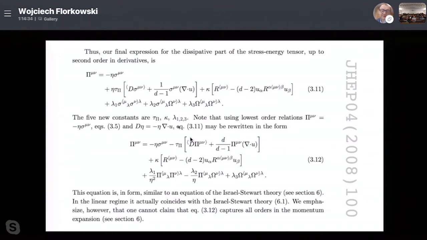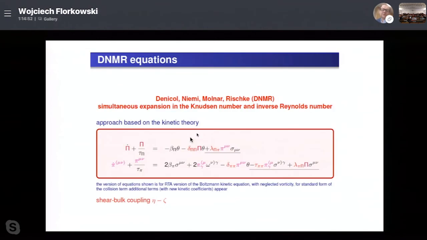So Burr's approach and Israel-Stewart are sort of independent of microscopic structure. It's like thermodynamics versus statistical physics, you know. So now we go to a microscopic description. If we have some microscopic theory, like the kinetic theory, we can derive hydrodynamic equations.